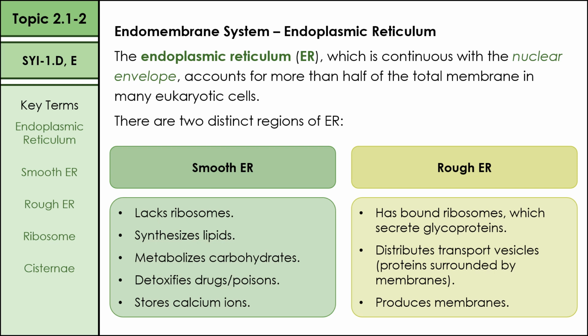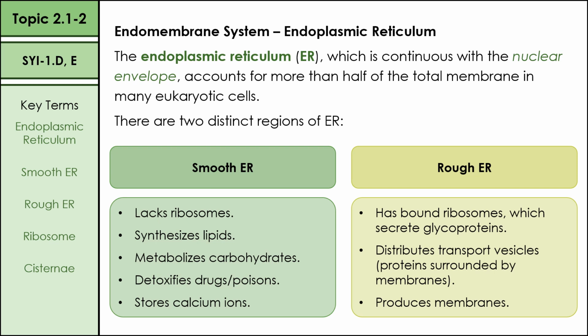And it is notable for detoxifying our drugs, poisons, alcohol, which is why we find a lot of smooth ER in liver cells. Also notably, the smooth ER stores calcium ions, being very useful in some of our action potentials and in our neuron connections.